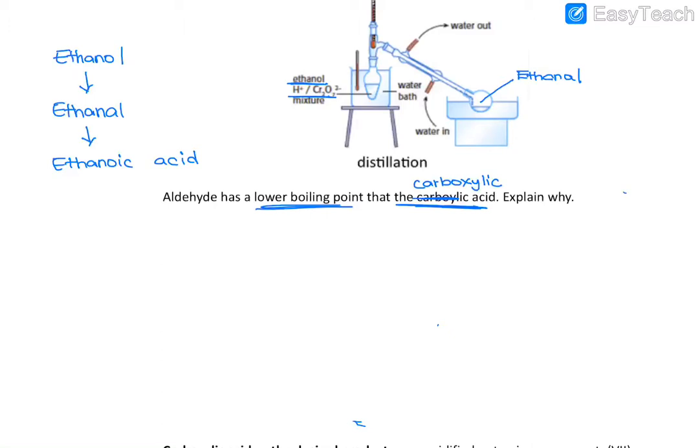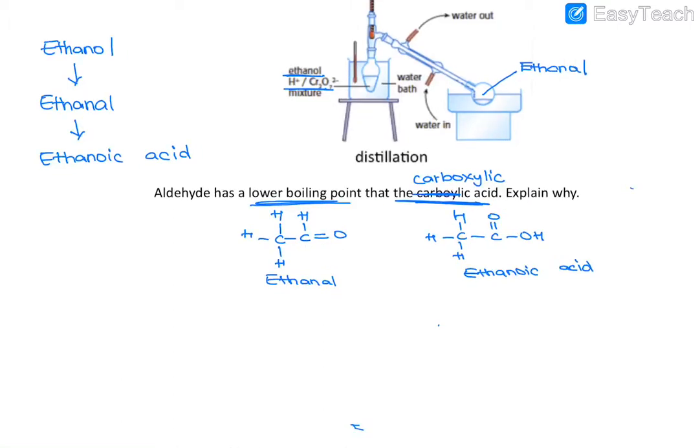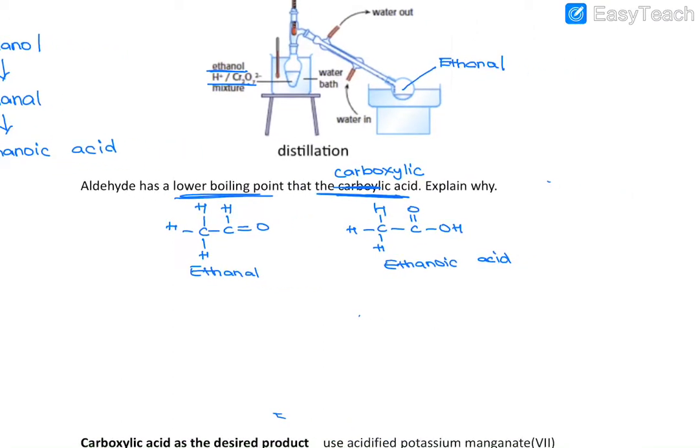Why? If you look at the structure of the aldehyde and ethanoic acid, what can you deduce in terms of bonding? Boiling point will have to do with forces of attraction. For the aldehyde, you can see there's just the O here, but in ethanoic acid, you have OH, which means that you're going to have hydrogen bonds here. Hydrogen bonds mean that you're going to have stronger intermolecular forces of attraction.